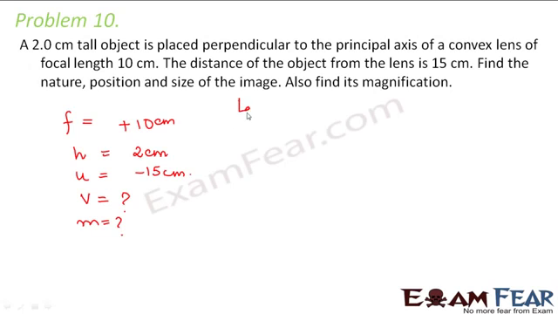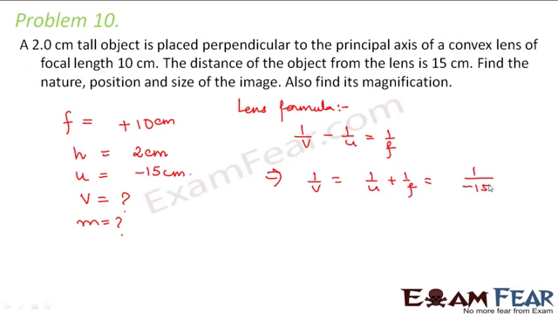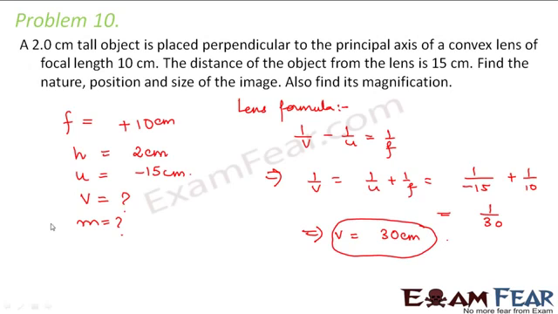So we have to calculate the value of v and also magnification. Right? So first we will apply the lens formula. Using the lens formula we can calculate the value of v. 1 by v minus 1 by u is equal to 1 by f. So we can say 1 by v is equal to 1 by u plus 1 by f. That is equal to 1 by minus 15 plus 1 by 10. From this we get 1 by 30, or we can say v is equal to 30 centimeters. So this denotes the position of the image.